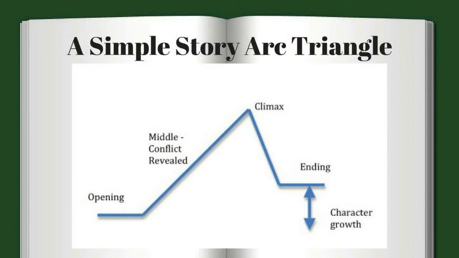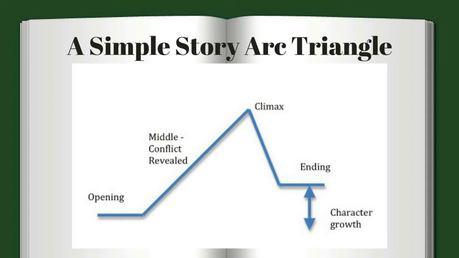In this slightly modified story arc, we have the same pyramid structure. On the left-hand side, we have the opening, which is another word for stasis or exposition. In the middle part of the novel, where the conflict is revealed, we see the rising action leading towards the climax. And then the falling action leads down to the ending or resolution.